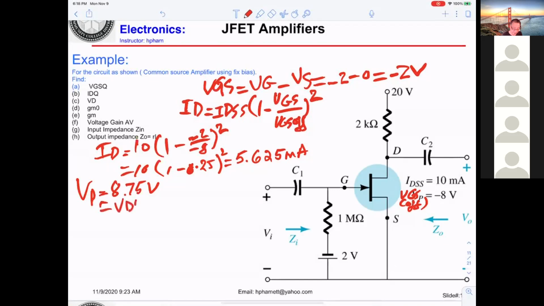You've got VDD minus ID times the resistor, ID times RD. VDD 20. Oh yeah, I got it wrong. I forgot to subtract it. 10.54.